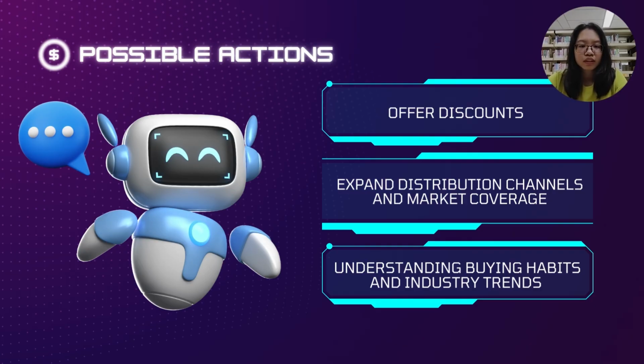The next one is to expand distribution channels and market coverage, which means we not only sell the goods in physical stores, but also we can sell the goods online, such as on Shopee, Lazada, and other online platforms. And the last one, understanding buying habits and industry trends, can also help to generate revenue growth.